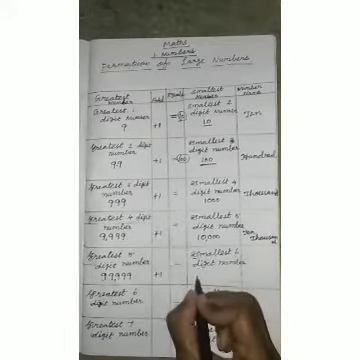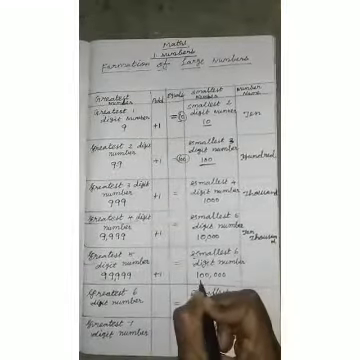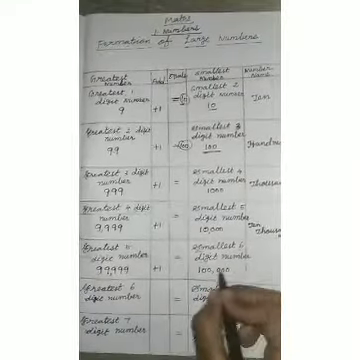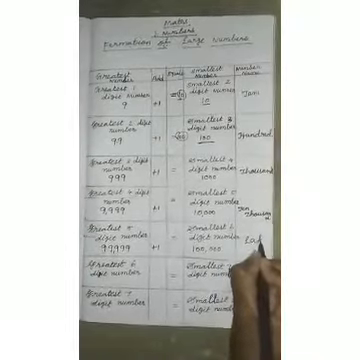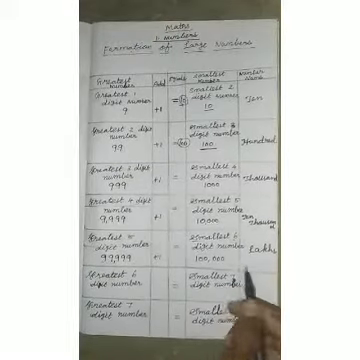So, 100 and 1000 equal to 1 lakh. So what is the number name? Lakhs. L-A-K-H-S, lakhs. 100 thousand is 1 lakh.